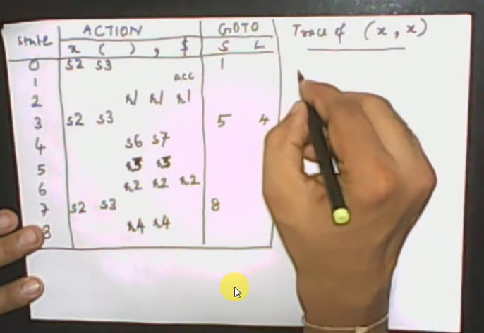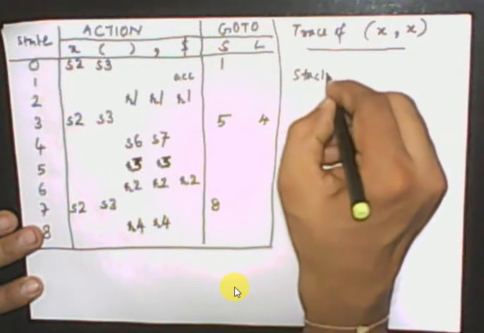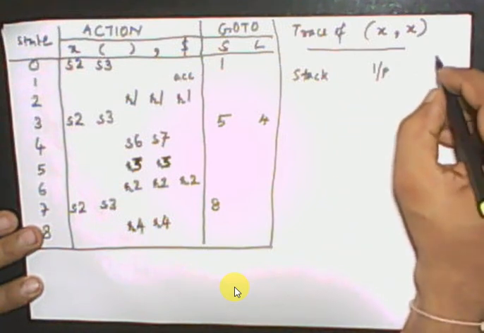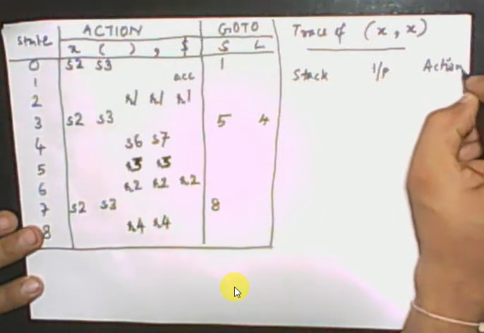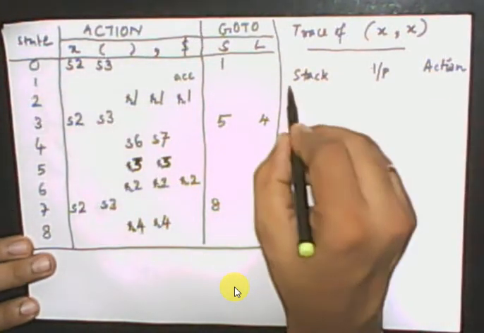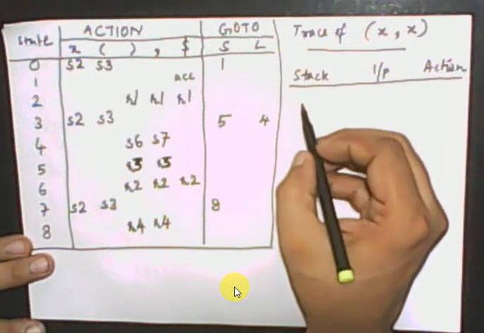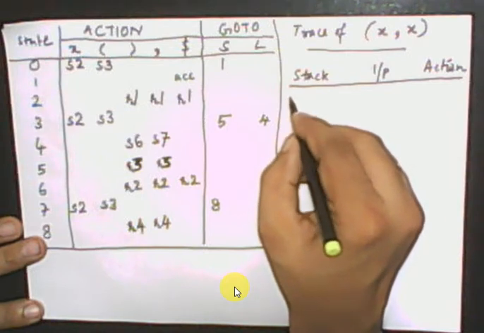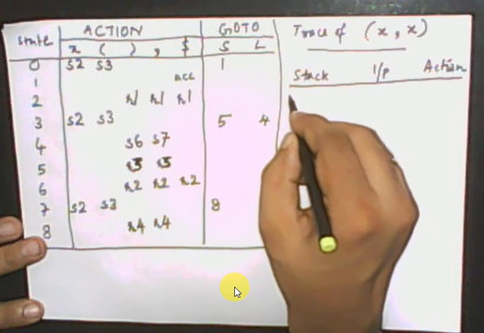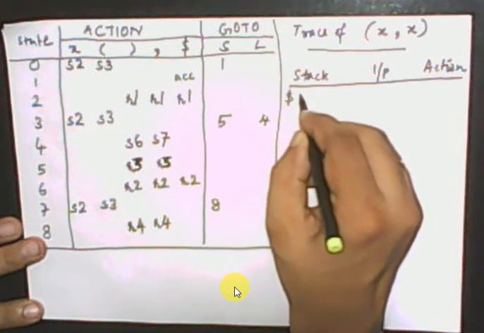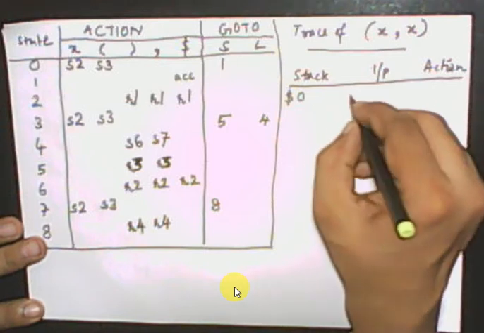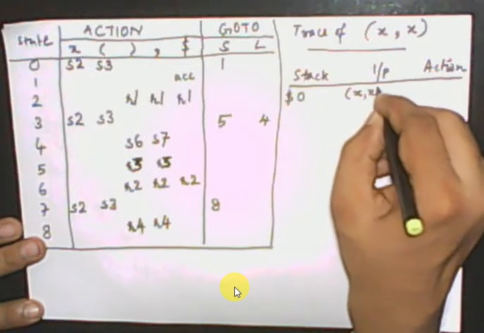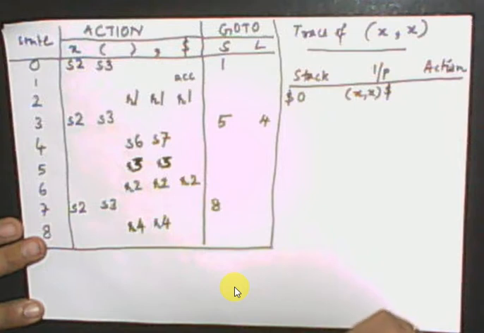So now you have three columns: stack, input, and action. Okay. In the stack, initially, on the left end you will have dollar and 0. Initially you will have 0. Here you have left parenthesis x comma x right parenthesis and then the right end marker dollar.